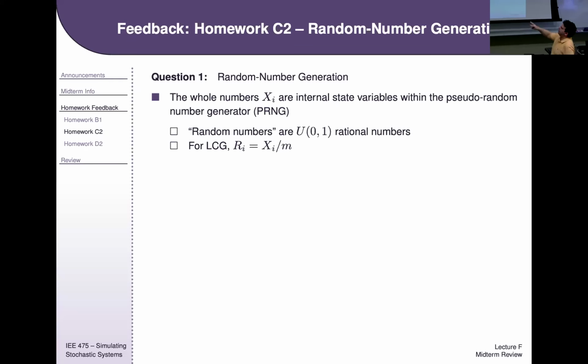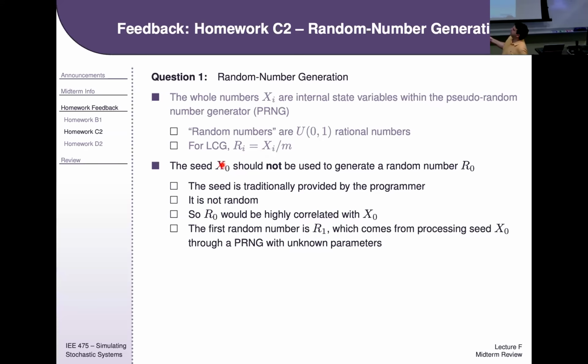Homework C2, a lot of plug and chug for the random number generation. So no, you don't need to worry about middle square and stuff like that. There are hangups that we see semester by semester for this question. Remember, for the linear congruential generator, the LCG, the random number is this internal number divided by the modulus. Make sure that you don't use the seed for one of those random numbers.